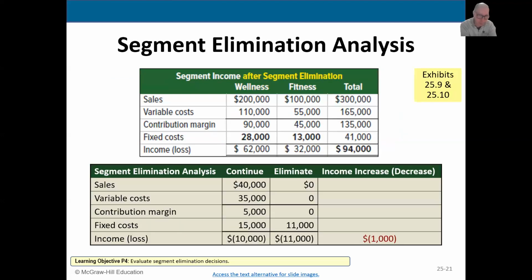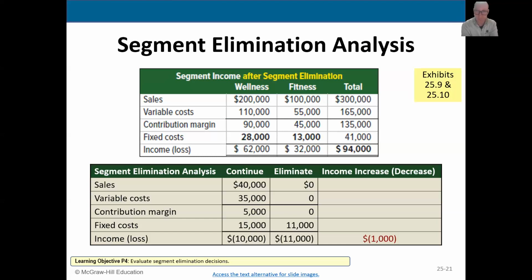So if I decide to stop selling, Peloton decides to stop selling the treadmills, here's what happens. If I continue to sell the treadmills, I'll continue to lose $10,000. If I eliminate the treadmills, I'll continue to lose $11,000. Now you're wondering, well, Dr. B, why would we still lose $1,000? How does that happen? $11,000 is unavoidable.